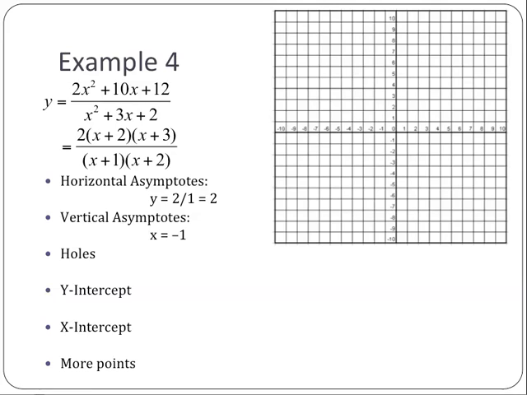So what about the one that shows up in both the numerator and the denominator? That's going to indicate a hole. So there is a hole at x equals negative 2.